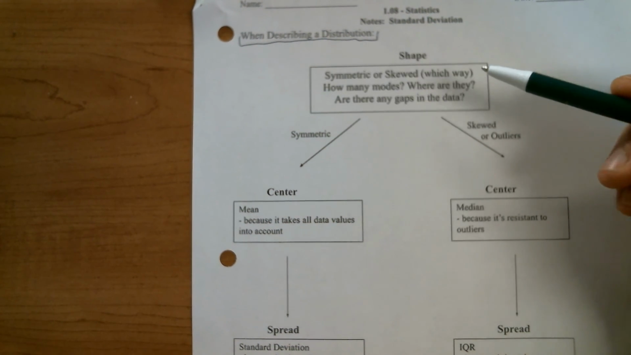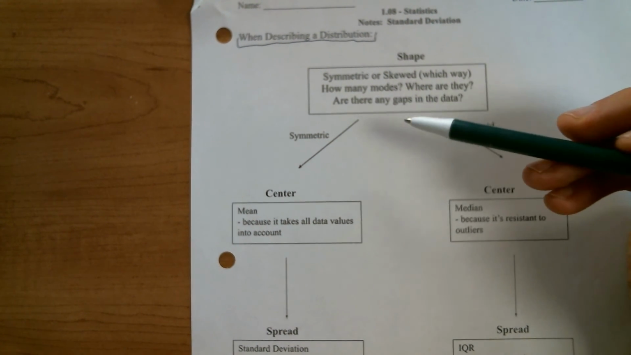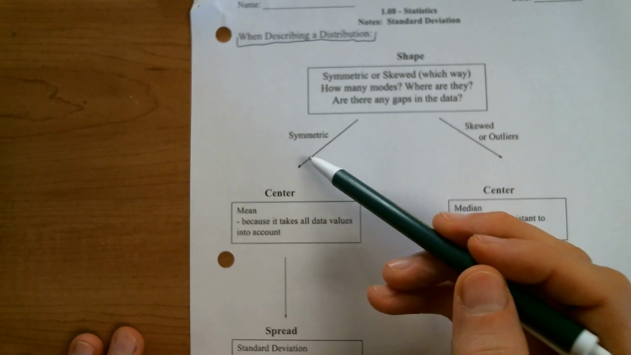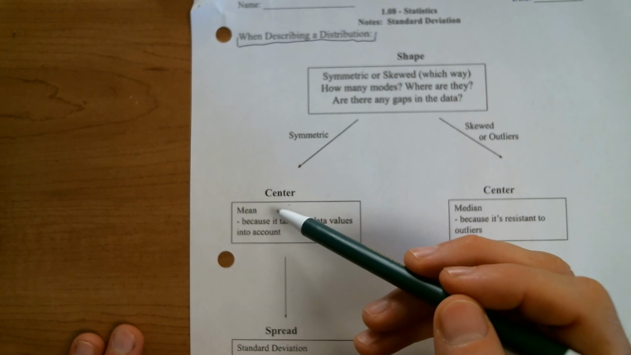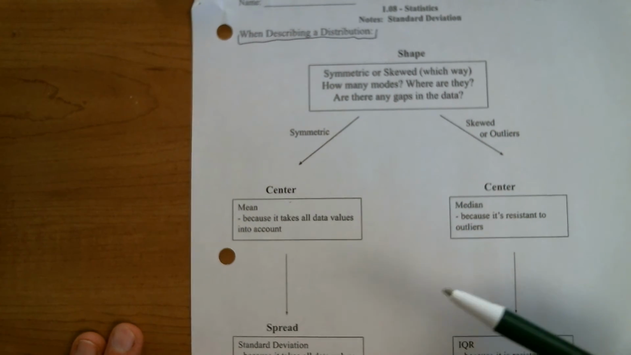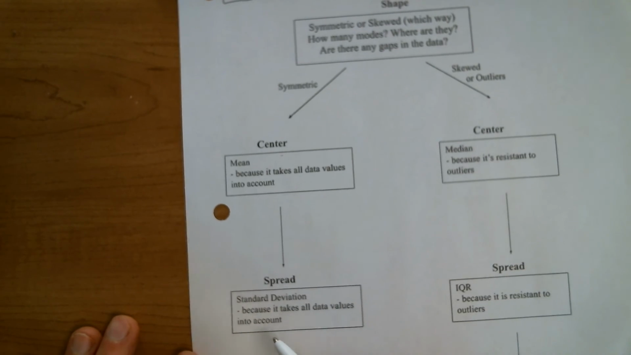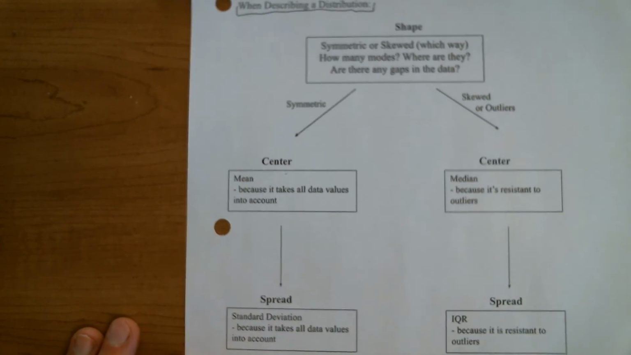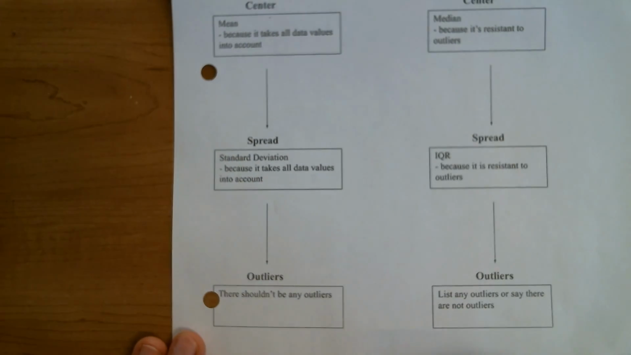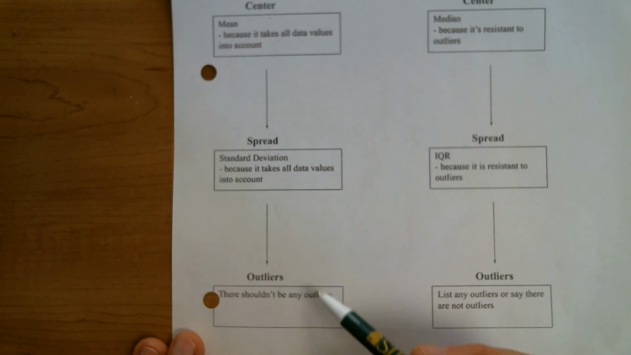And then based on the answer to those questions, you either go in one direction or the other. If it's symmetric, then you want to use the mean to describe the center because it takes all values into account. The spread, you can talk about the standard deviation. Again, it's the better one because it takes all data values into account. And ideally, there shouldn't be any outliers because outliers affect both of these.